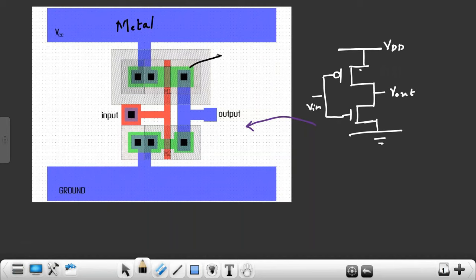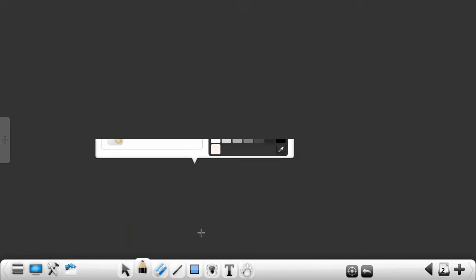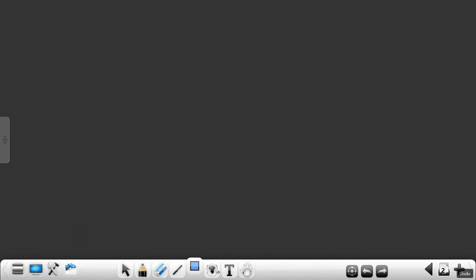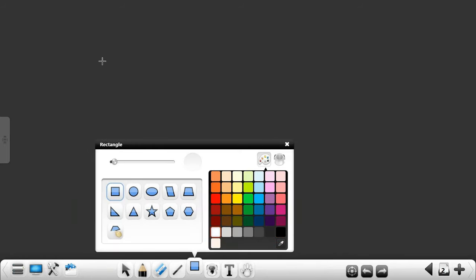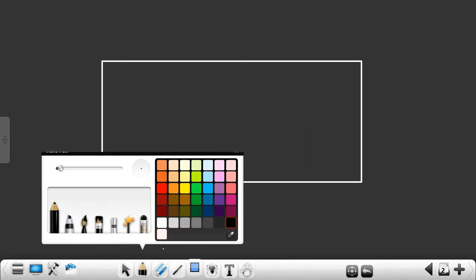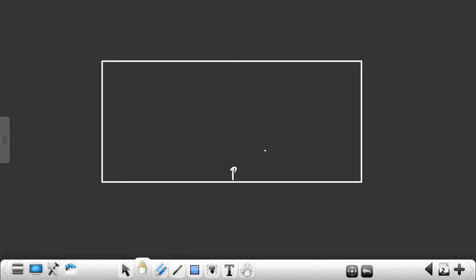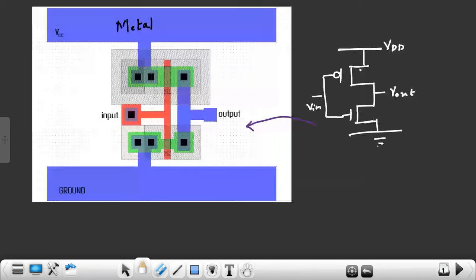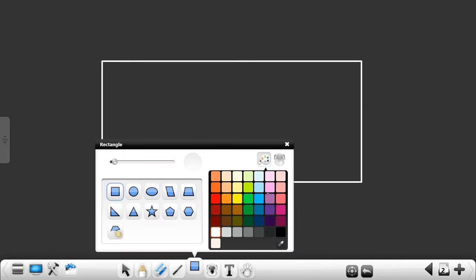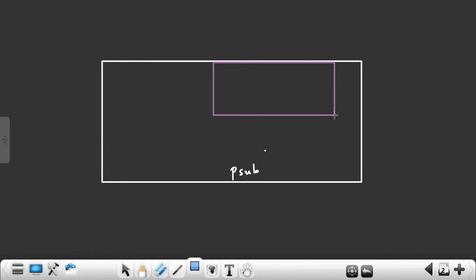So how do you fabricate your PMOS? Here, the entire CMOS is fabricated like this. First you have a P substrate, correct? Inside the P substrate, your NMOS is fabricated. But to fabricate the PMOS, what is required? An N-well is required. You need the N-well to fabricate your PMOS. This is the N-well.